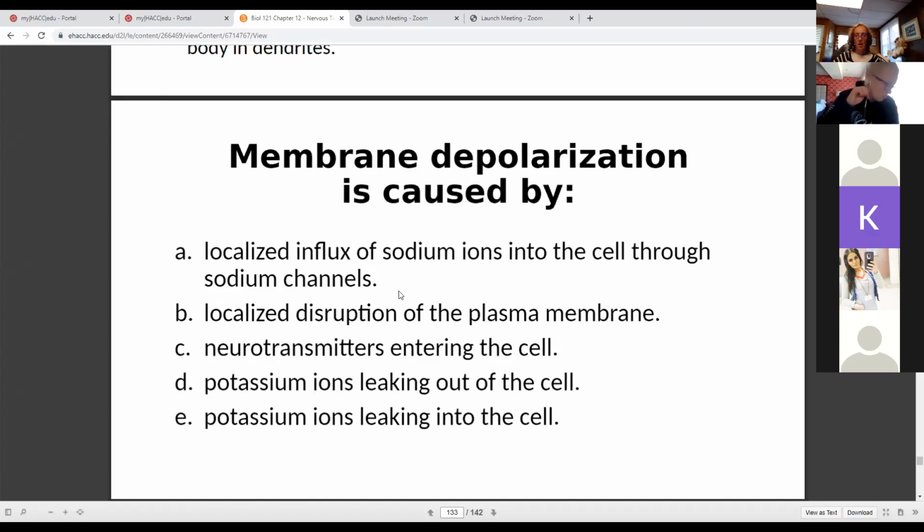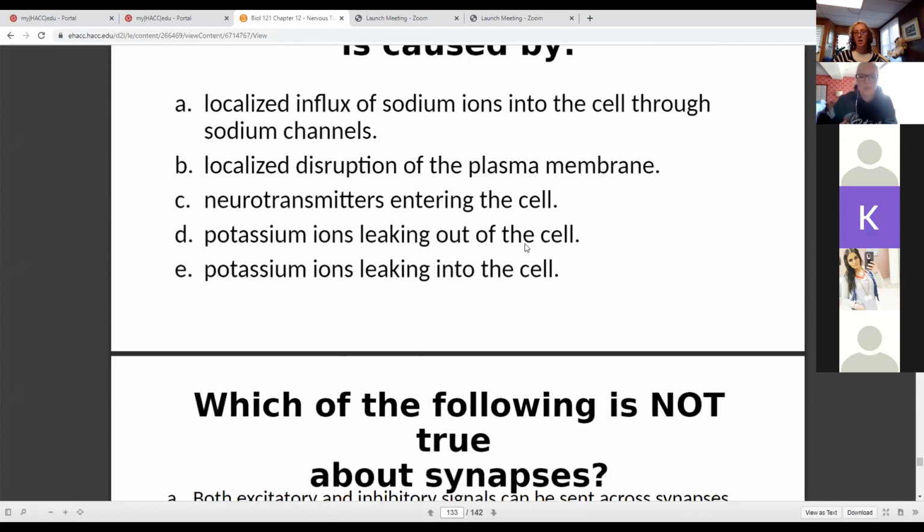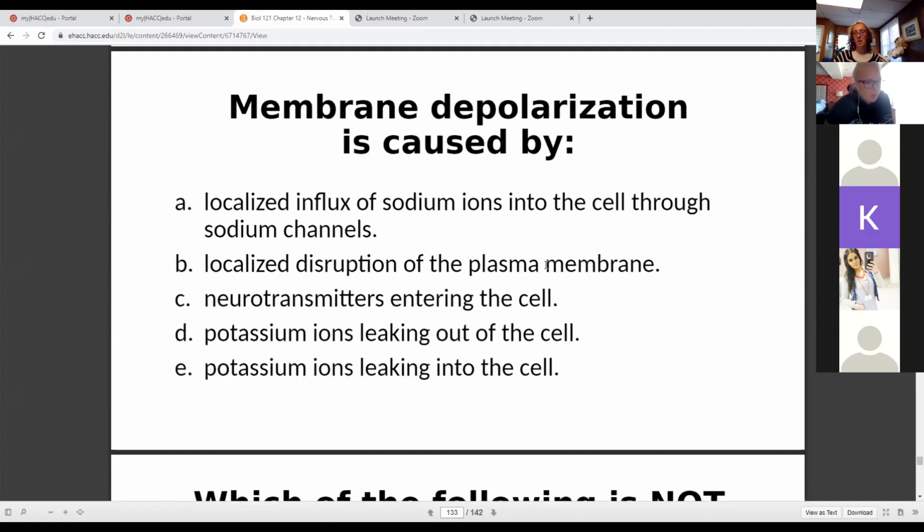Could it be? It's A, because it's the influx of sodium ions, because if sodium ions are entering the cell, it's going to make it more positive. And that's a depolarization. So depolarization is not freezing it, for lack of better words. Nope, it's just making the inside of the cell more positive. And depolarization is essentially removing the polarity. Gotcha.